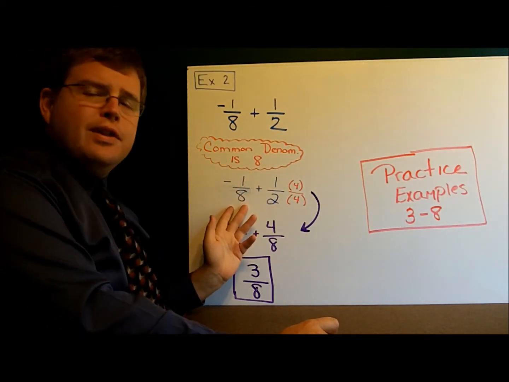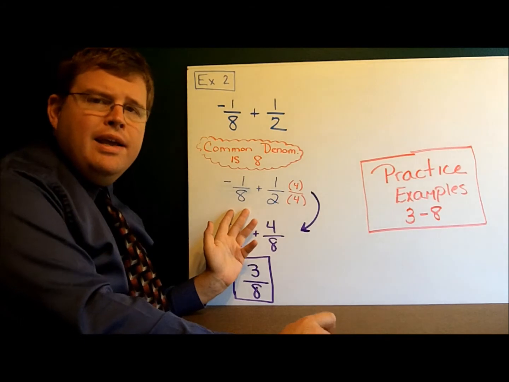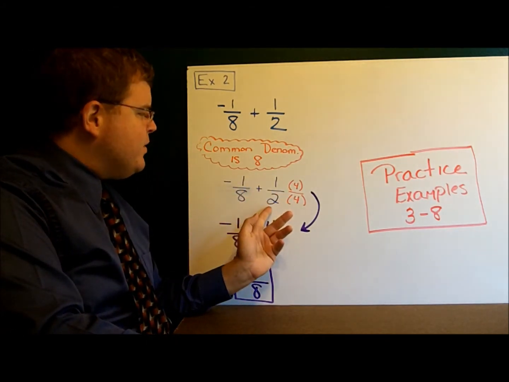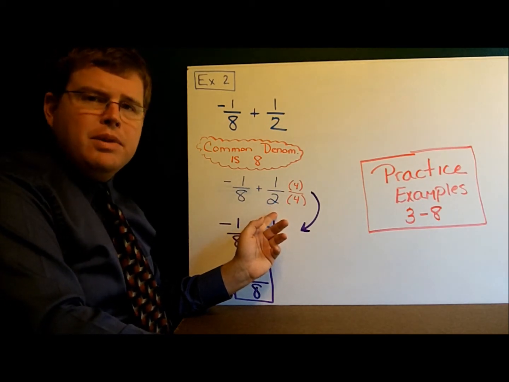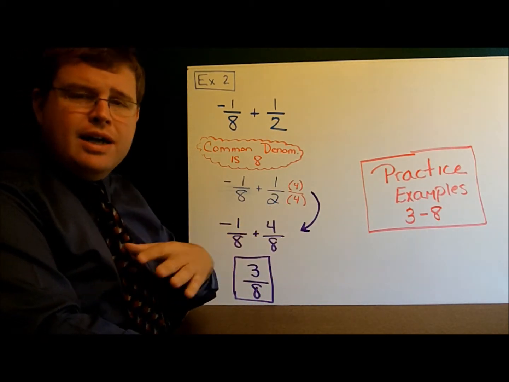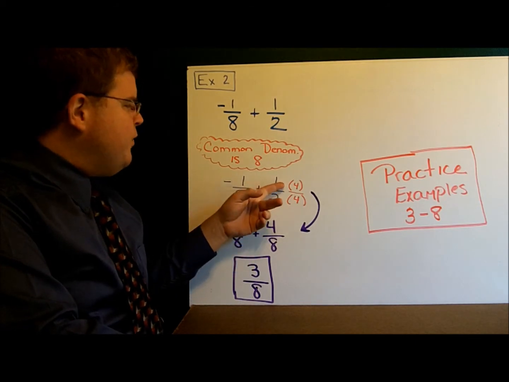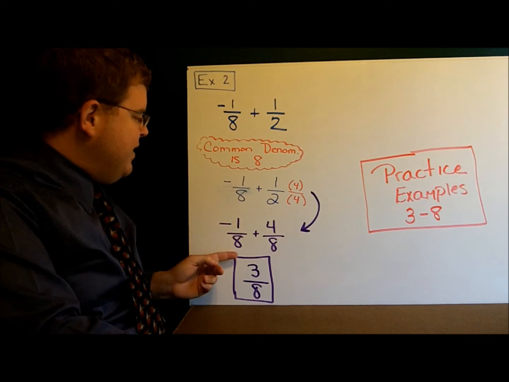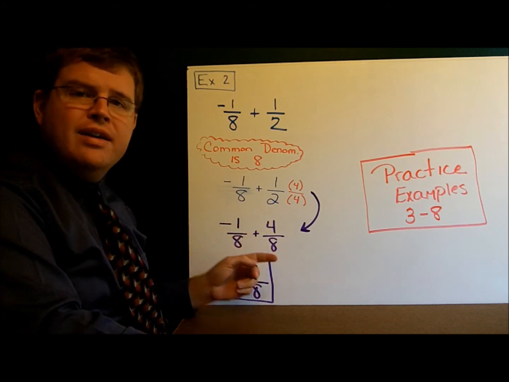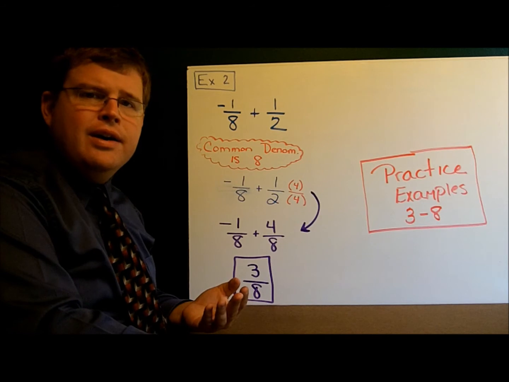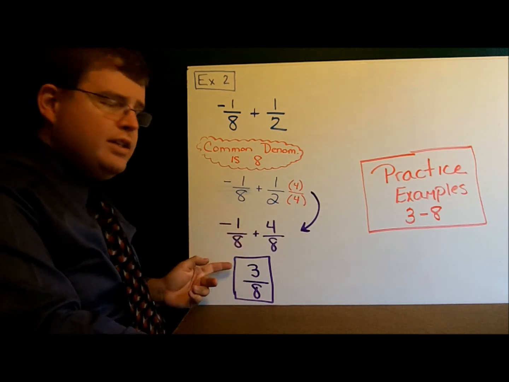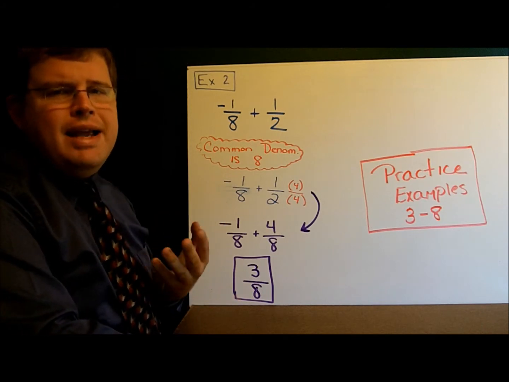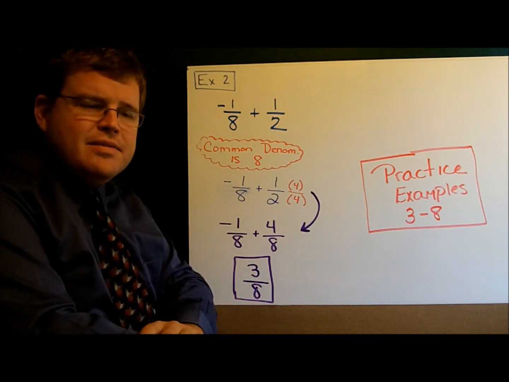Now, there's nothing to do to the first fraction. I'll just leave it be. It already has an 8 for the denominator. The second one is 1/2, and I need to multiply the 2 by 4. That'll cause that bottom to become an 8. So 4/4, that's 4/8. Negative 1/8 plus 4/8. Common denominators are now here. So I have negative 1 plus 4 is 3. Keep the common denominator of 8, and my answer happens to be 3/8.